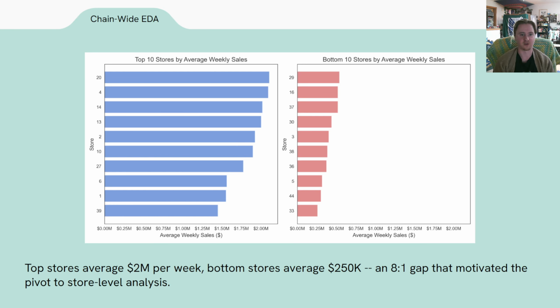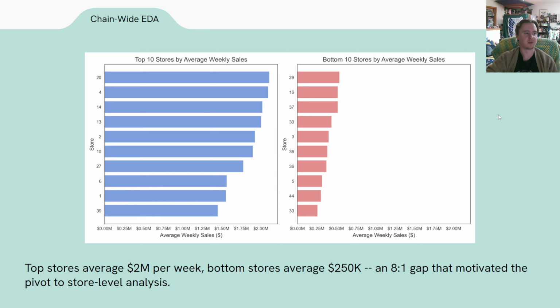And there's that 8-to-1 ratio I was talking about earlier. This was the most striking thing in the chain-wide data. There are 5 other graphs you can view on the GitHub. There was actually a lot of exploratory data analysis going on. But these 2 graphs here were very much the most important thing that I could find. And they are also what led me to pivot from chain-wide analysis to investigating individual stores, because at this point I could tell whatever was driving overall sales clearly was not distributed evenly among the 45 stores.